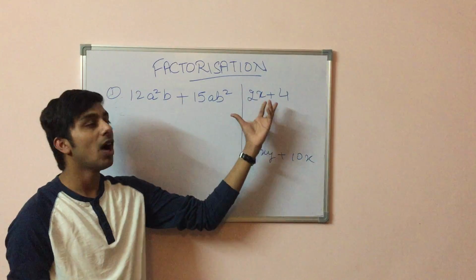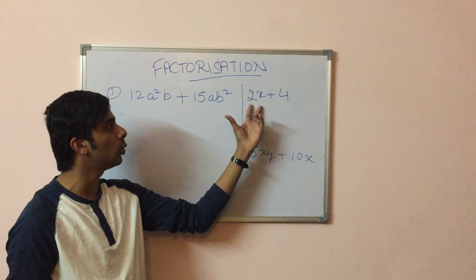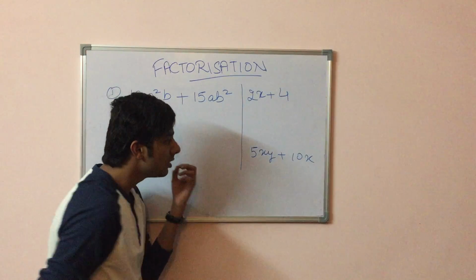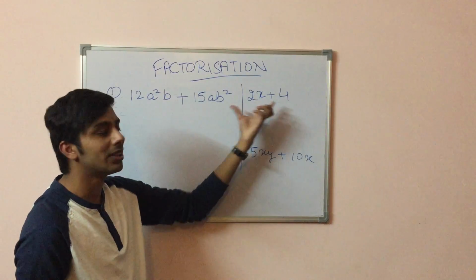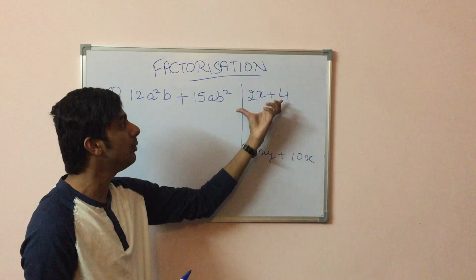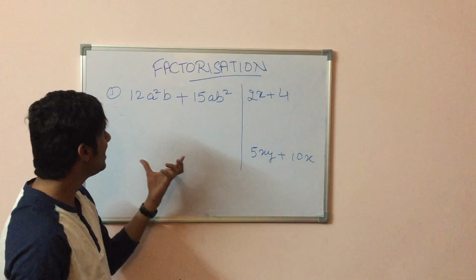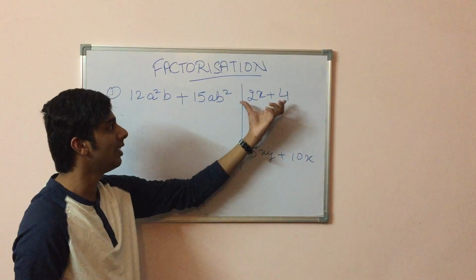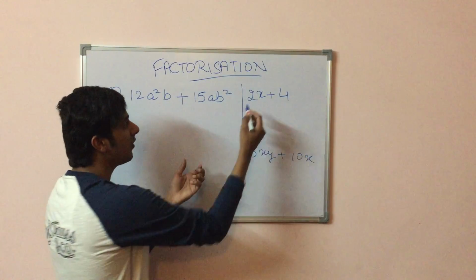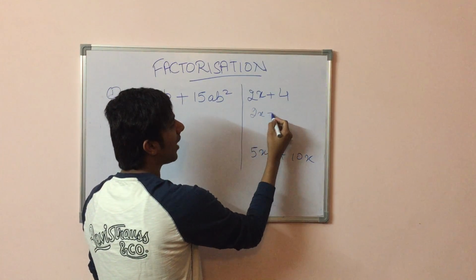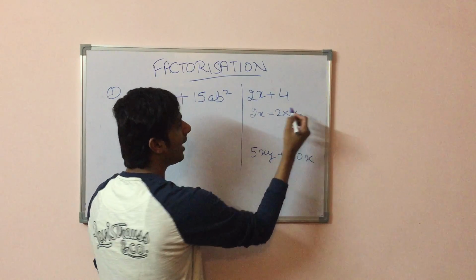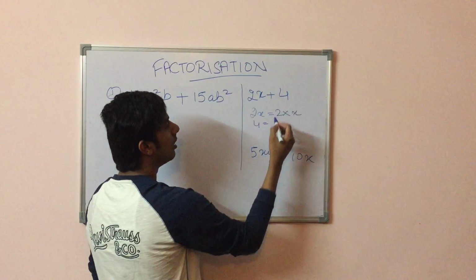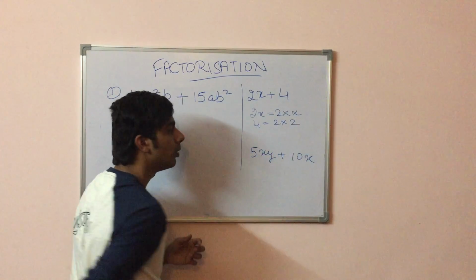Factorize this means you have to take out the factors of 2x plus 4. How will you take out the factors? The basic thing is to take out the number which is common in both terms. This is the easiest way to factorize. Suppose I write 2x, the factors of 2x can be written as 2 into x, and 4 can be written as 2 into 2.